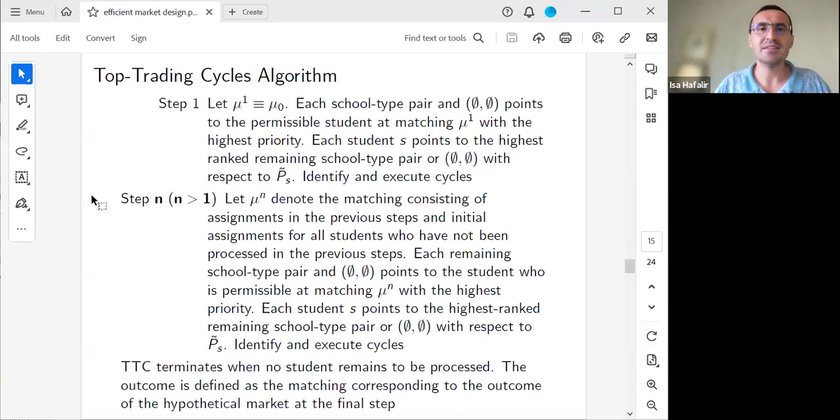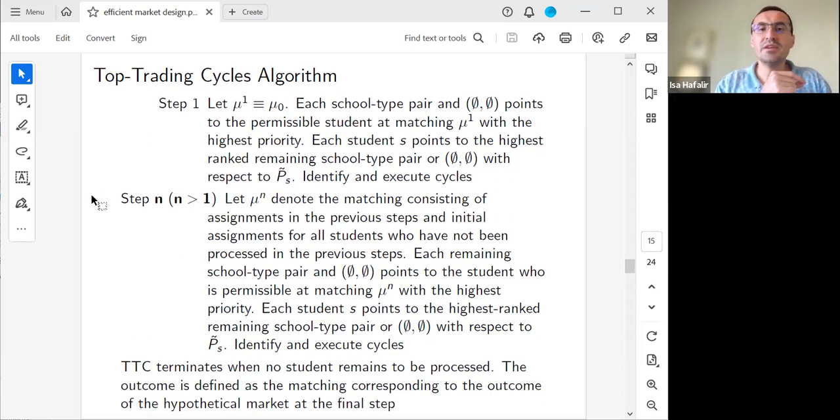So this is the standard top trading algorithm. Once you have the permissibility condition, it's actually the standard top trading cycles algorithm. Each student will point to either a school-type pair, or the empty set, which corresponds to being unmatched.